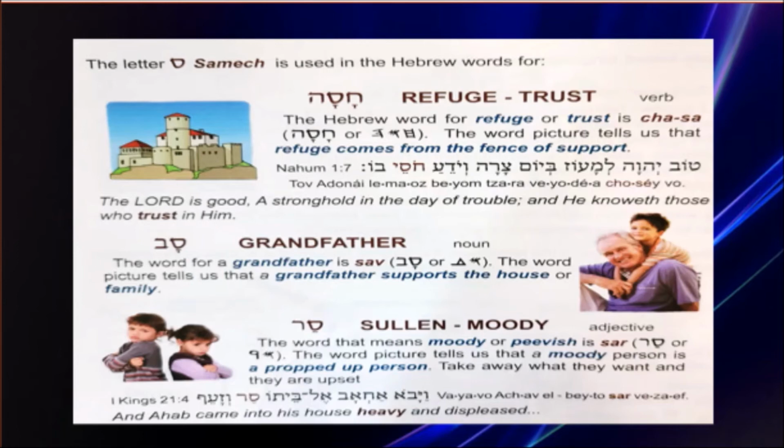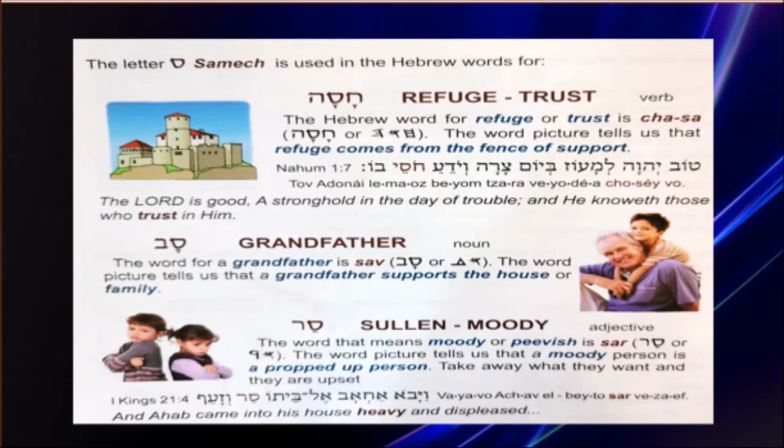And Ahab came into his house heavy and displeased, because of the word which Naboth the Jezreelite had spoken to him. For he had said, I will not give thee the inheritance of my fathers. And he laid him down upon his bed and turned away his face and would eat no bread. Wow. Okay, so he was moody.